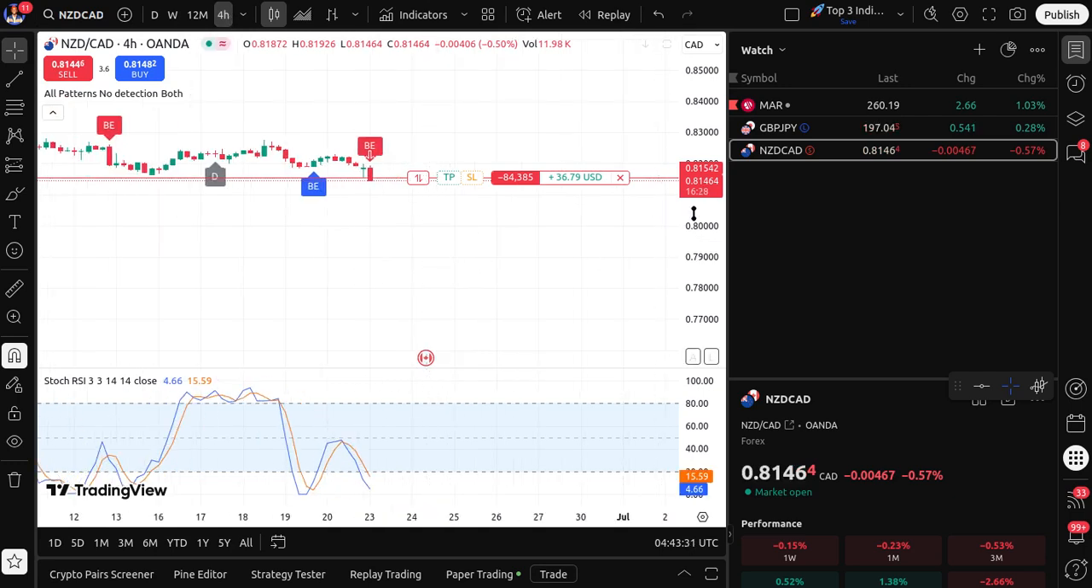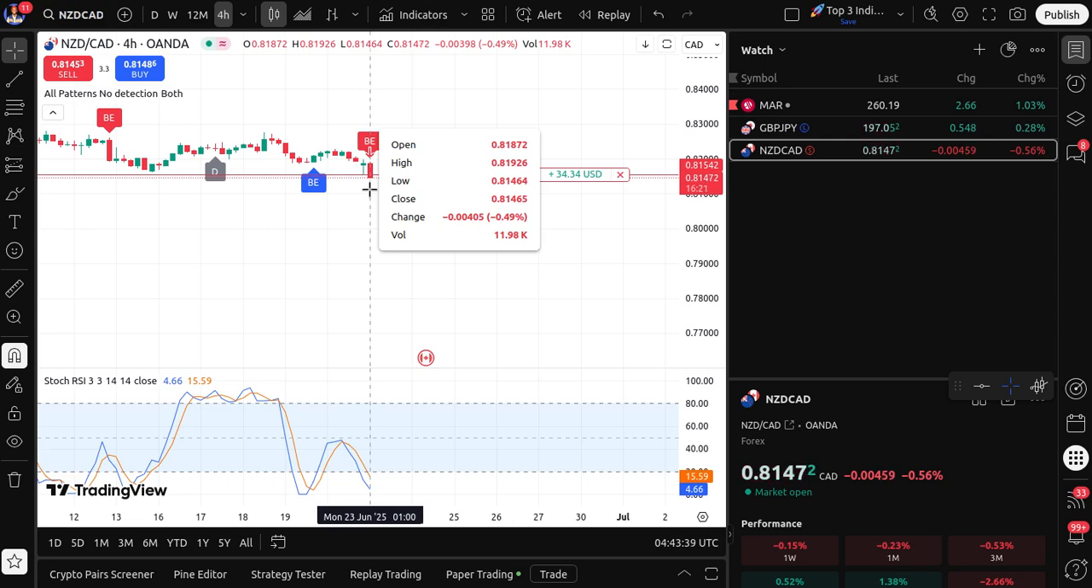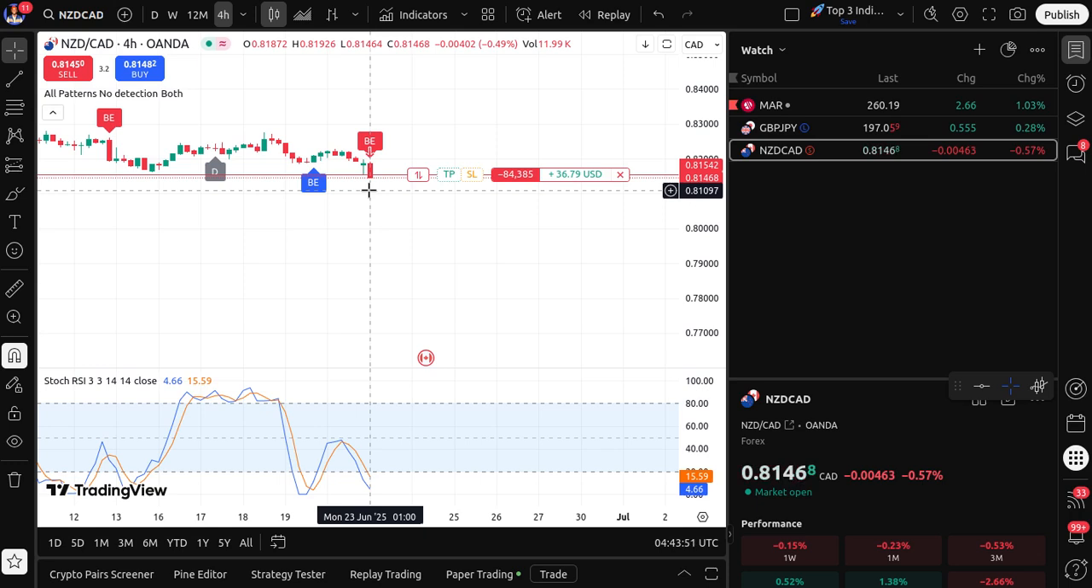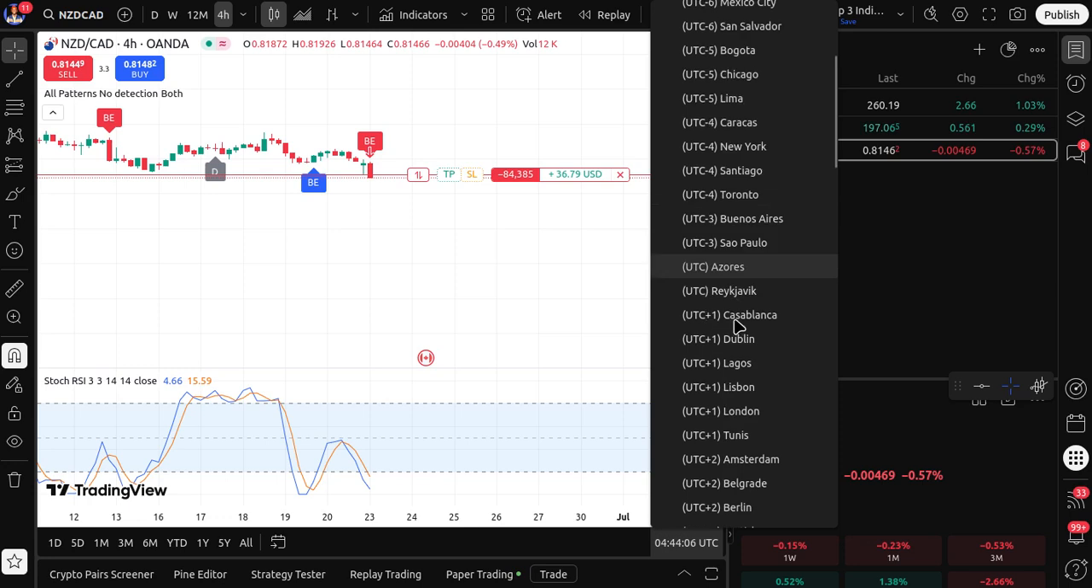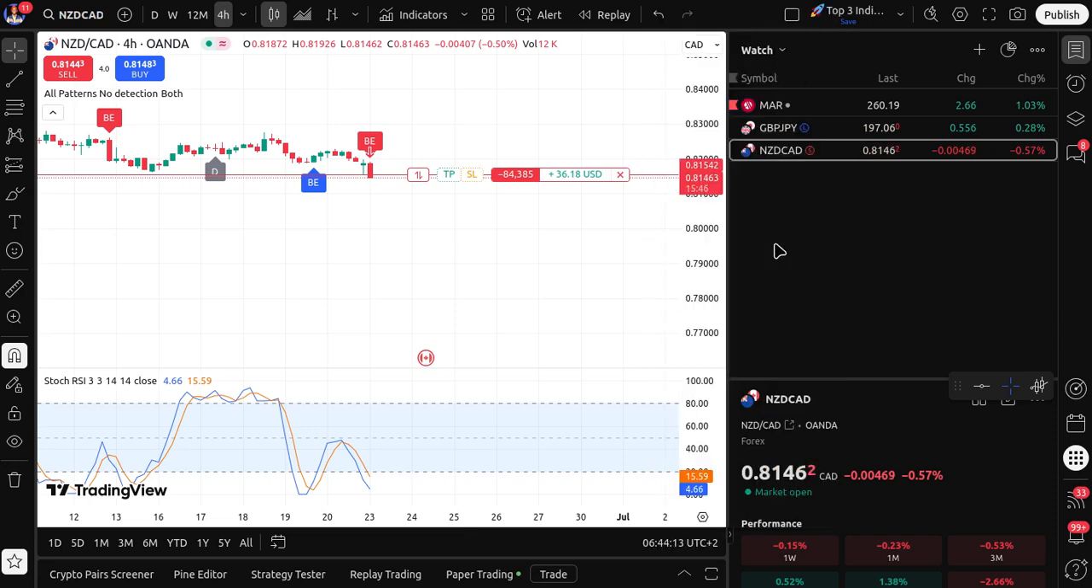which has happened in 4 hours. So after 4 hours, this is a 4-hour candlestick chart pattern. It started at 01 and it is 04. Let me see. Let's use Johannesburg. Very important to change your time zone here. 03. All right, 3, 4, 5, 6.